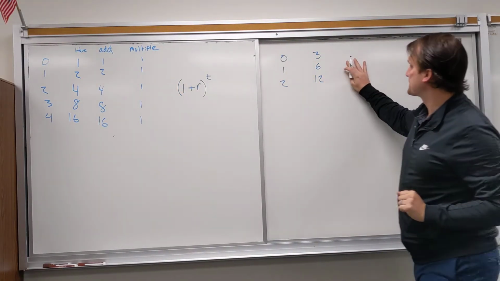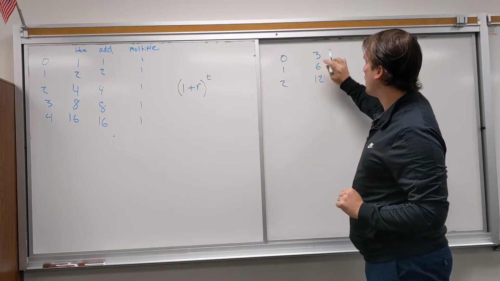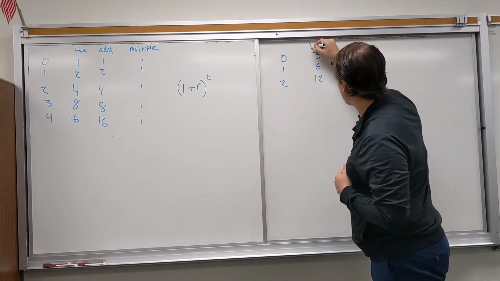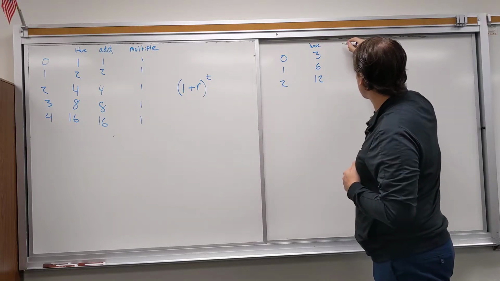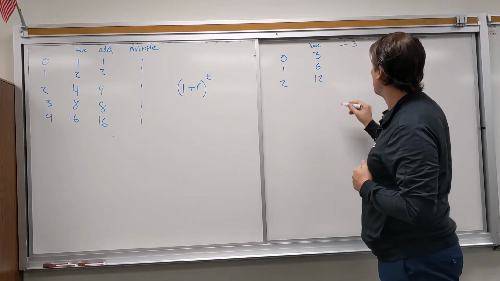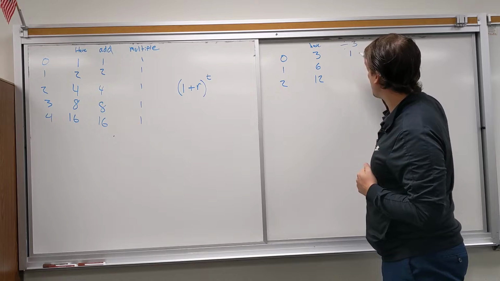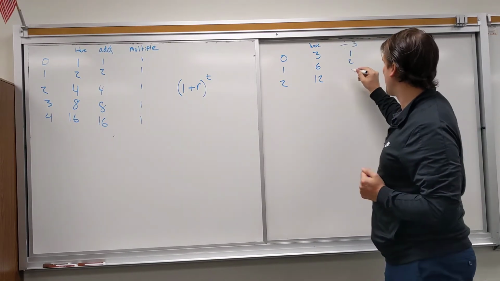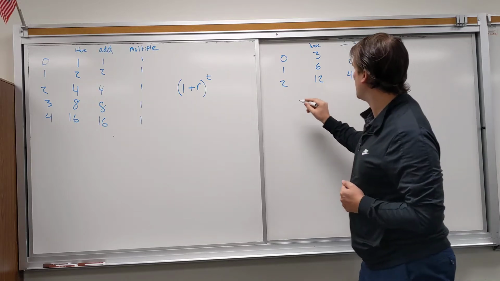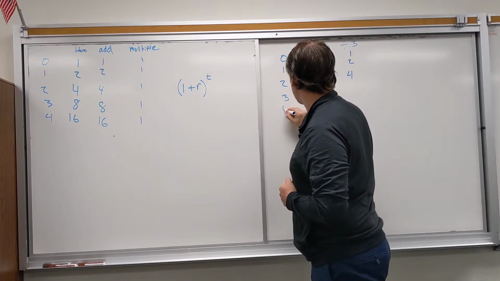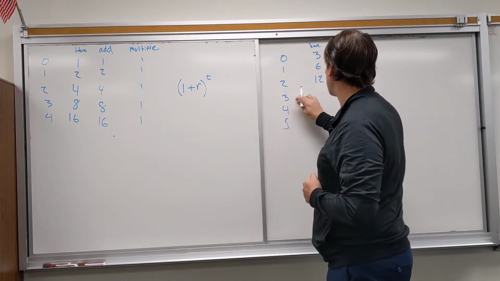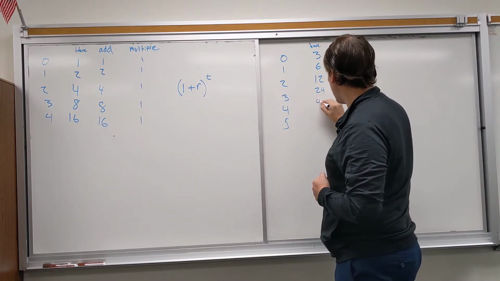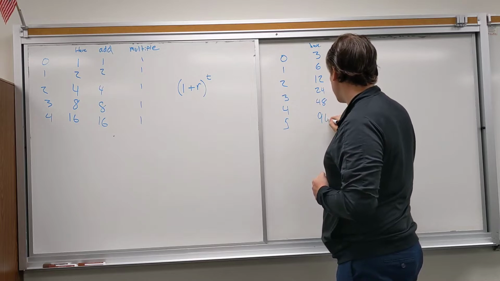Now, what I want you guys to notice is if we divide off that initial value, so this is what we have, and this one we're going to divide by 3. All right, so 3 divided by 3, of course, is 1. 6 divided by 3 is 2. 12 divided by 3 is 4. And let's go on to the 5th day. So 12 times 2 is 24. 24 times 2 is 48. 48 times 2 is 96.